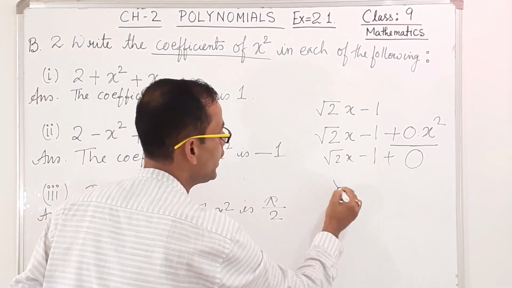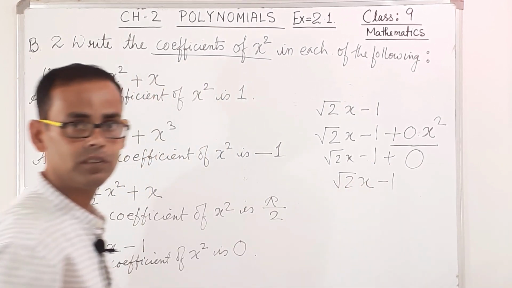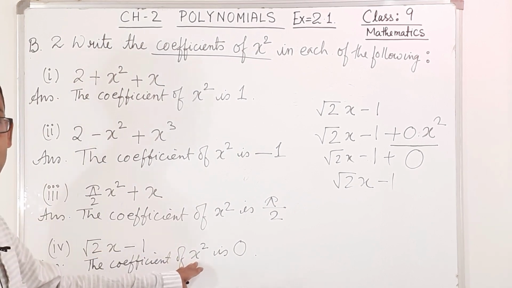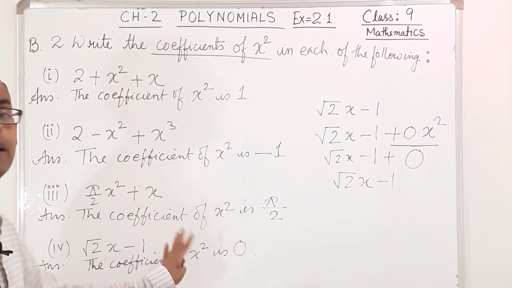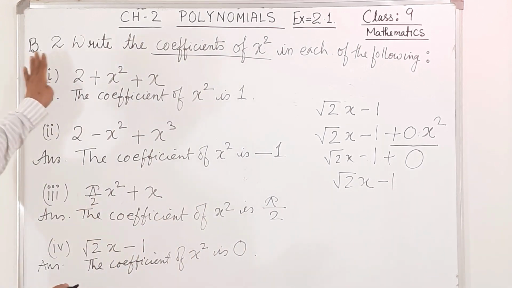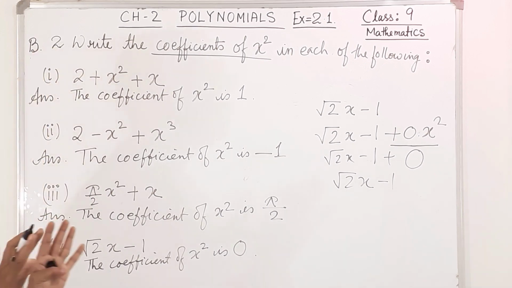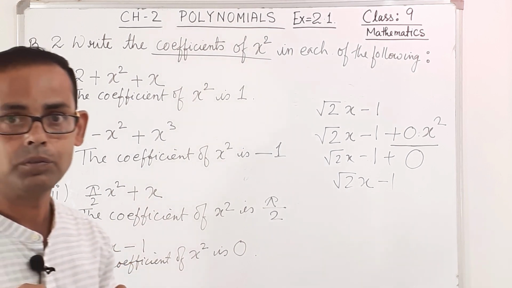Now 0 we don't write, so what we will write? Root 2x minus 1 only. Clear? So that's why, when they are asking the coefficient of x square, and if you don't find any x square, at that time you think that the coefficient is 0. Clear? So all the sums of question number 2, B2, I think you have understood. Okay, now we will move on to the next sum.